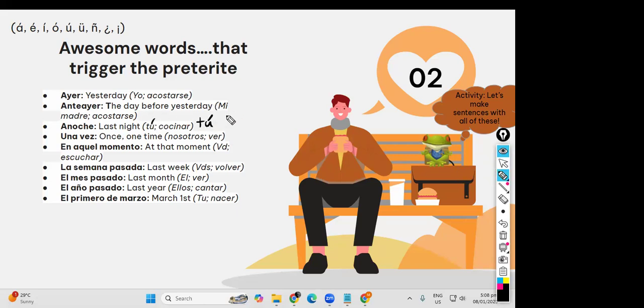Okay, number 2, do you have cocinaste? Because we take off the AR ending and we add aste for the tú form. So you cooked anoche, last night, you cooked. What do I have, last night? Oh, no, I had yesterday, but no, this is last night. Okay, great. All right, una vez. Now remember, even for ver, which is 3 letters, we're still taking off the ER as a stem and adding the ending.